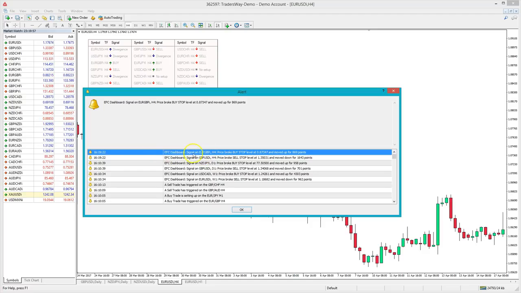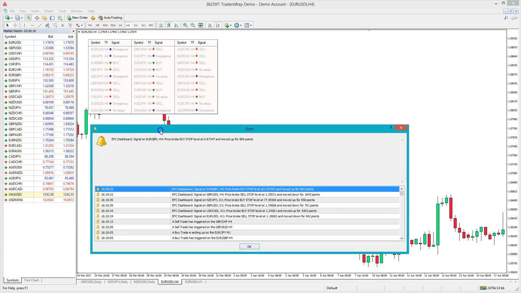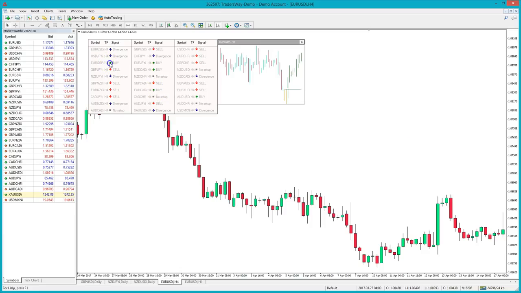You leave this up on your chart, and you go do something else, and you hear that alert ding. You come over here and you see EFC dashboard on the euro pound price broke the buy stop, and then it'll show you the exact level, and how many points, ticks, pips, whatever you want to call it, it moved. So this, for instance, moved 869 points, euro pound. So we can even go up here and find the euro pound, and this is the chart.